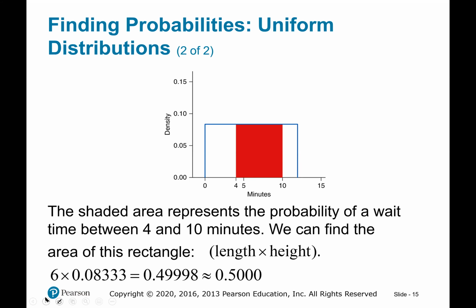So the shaded area represents the probability of a wait time between 4 and 10. We can find the area of this rectangle, length times height. Instead of saying base times height, they use length times height. That's okay too. So 6 times 0.08333 is equal to 0.49998, which is approximately equal to 0.5. Okay, cool. Same thing.